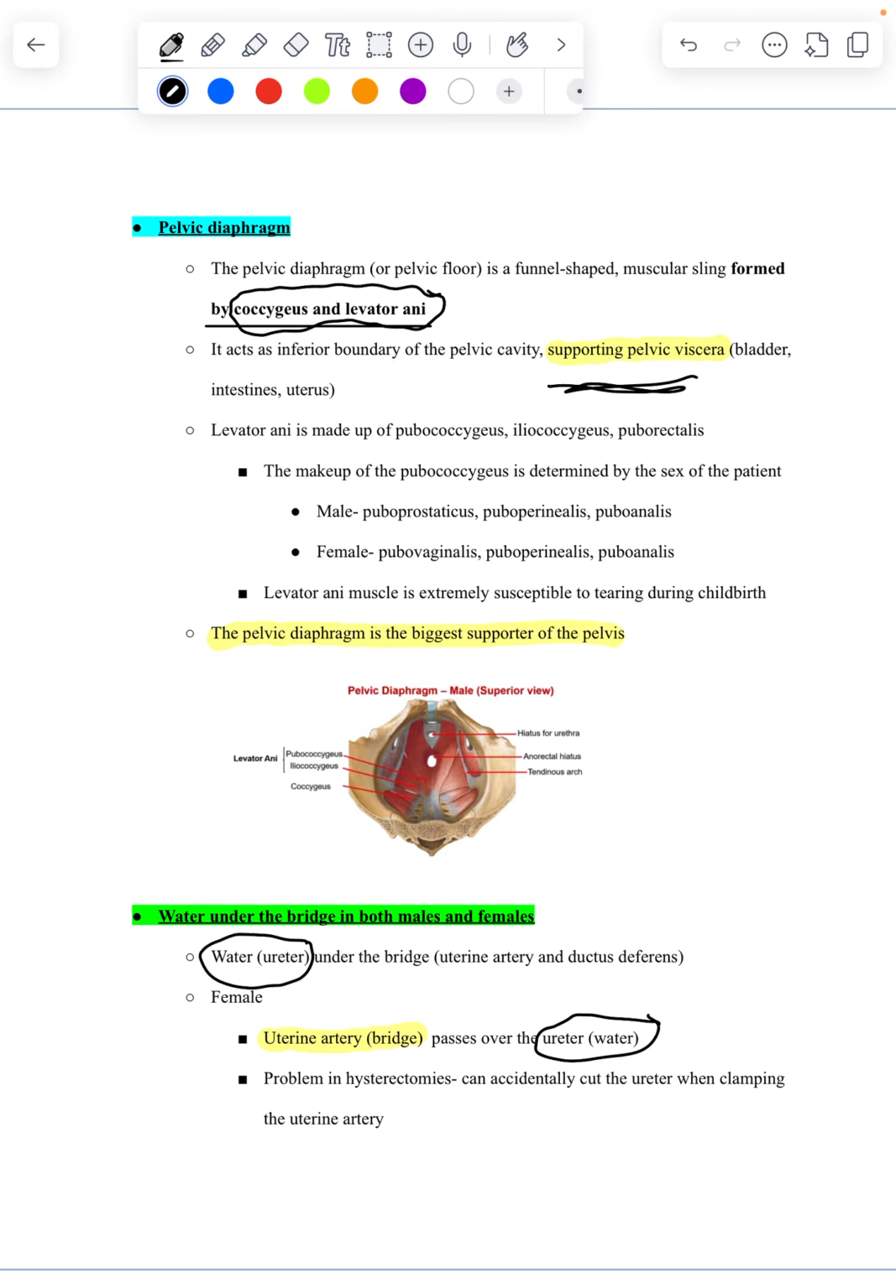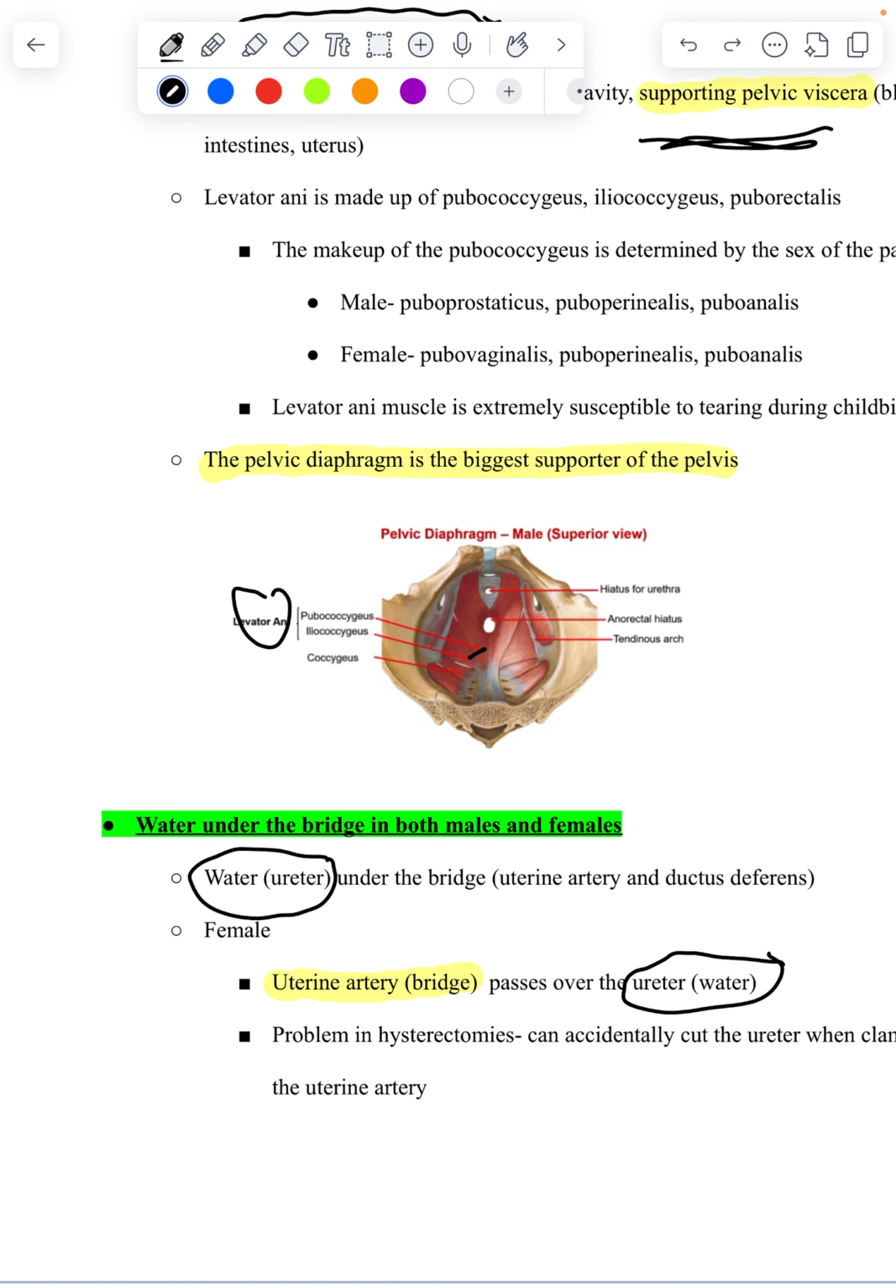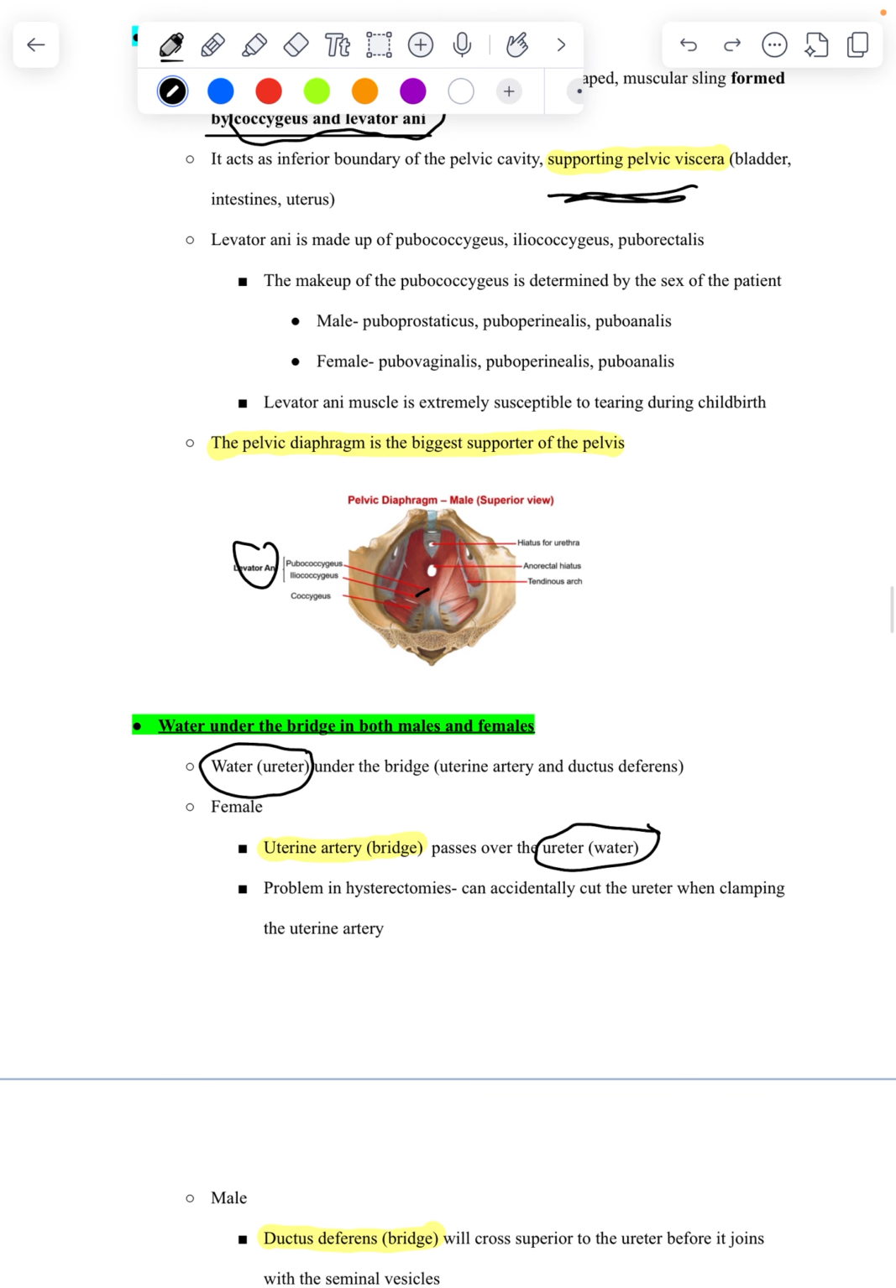This is important. It supports the pelvic viscera, and you can see this. So you have your levator ani, which is all of these, this and this on each side. Then your coccygeus. These are going to hold everything in place on the bottom. If something goes wrong here and it's not supporting the way it should, in females, the uterus could prolapse, things could drop down. So this is very important.